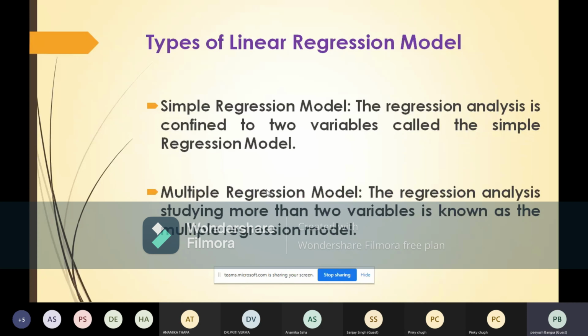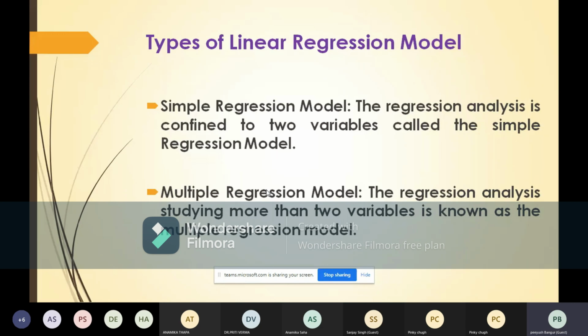Second one is the multiple regression model. The regression analysis studying more than two variables is known as the multiple regression model. So when there are more than two variables, like I have to check the impact of variable B and variable C on the variable A, then I can go with the multiple regression model.